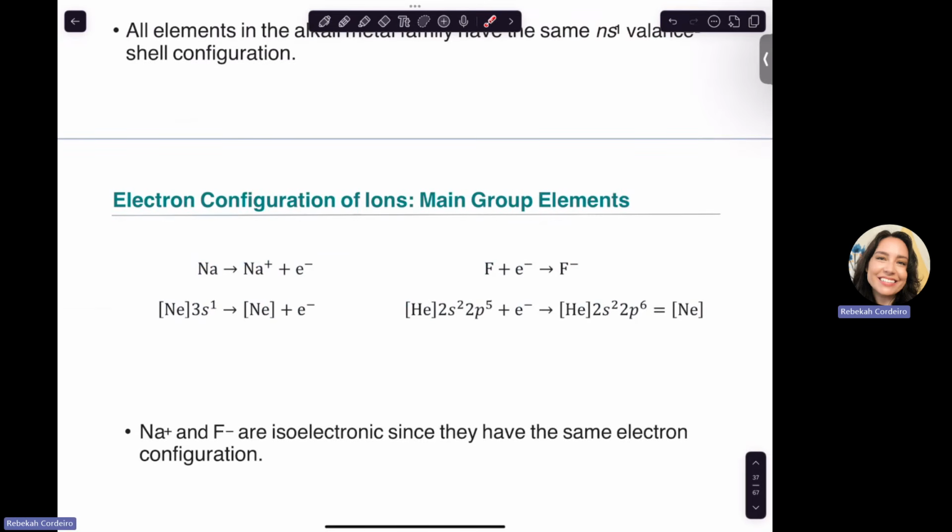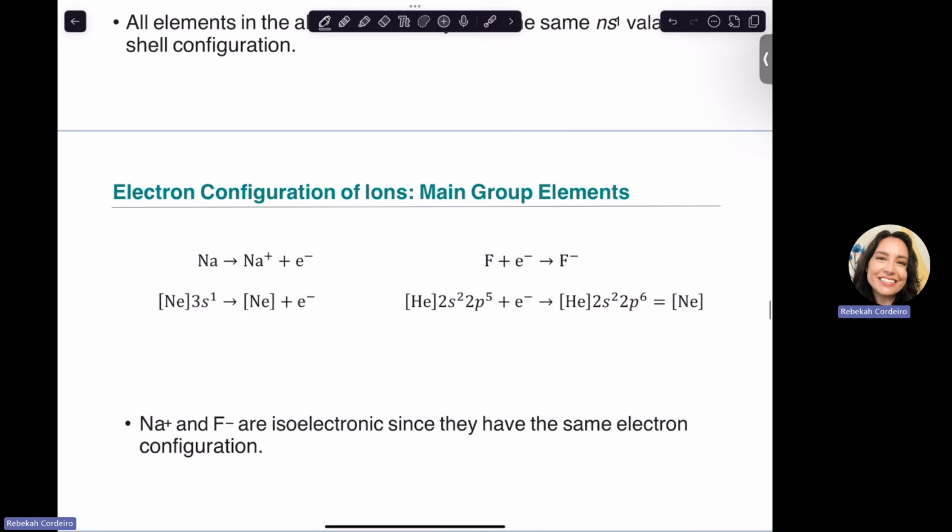When we're dealing with ions, so let's say that we have a positive ion, which means we lost an electron. So if we lose an electron, we have to show that in the configuration. So if sodium is neon 3s1, if it loses an electron, it looks just like neon. If chlorine gains an electron and it's helium 2s2 2p5, it looks like 2s2 2p6, which is neon. We say that they're isoelectronic since they have the same electron configuration. We can also think about this as same number of electrons.